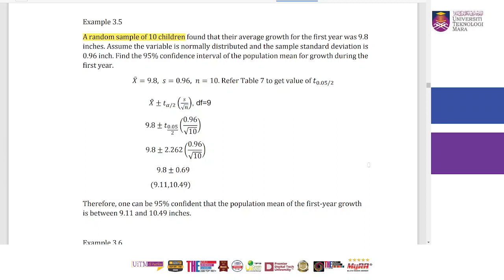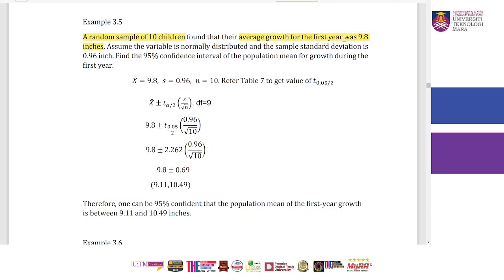Okay, if the population variance is unknown, so you have to look at the population size, whether it is large or small. So dalam keadaan sini kita ada small sample size. So that means definitely you have to use the T distribution. So found that the average growth. So dia bagi average growth eh. So average growth for the first year is 9.8 inches. So this will be the X bar.